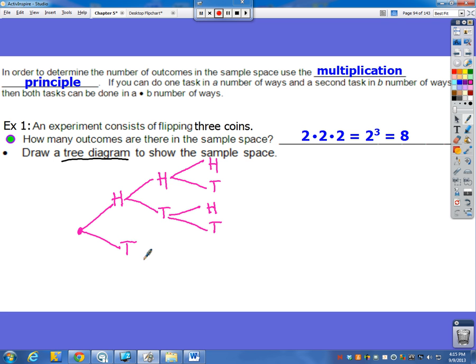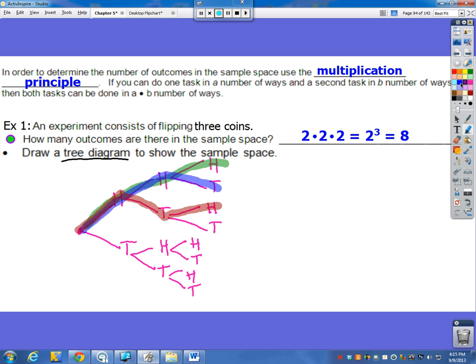What if the first flip we did was a tail? Then the second flip could be heads or tails, and off each one of these combinations is a heads or tail. Here are your 8 possibilities. You could flip heads, heads, heads. We could flip heads, heads, tails. We could flip heads, tails, heads. We could flip heads, tails, tails. Then I could do the same thing down here for the other 4 combinations: 1, 2, 3, 4. So there are 8 possibilities here.